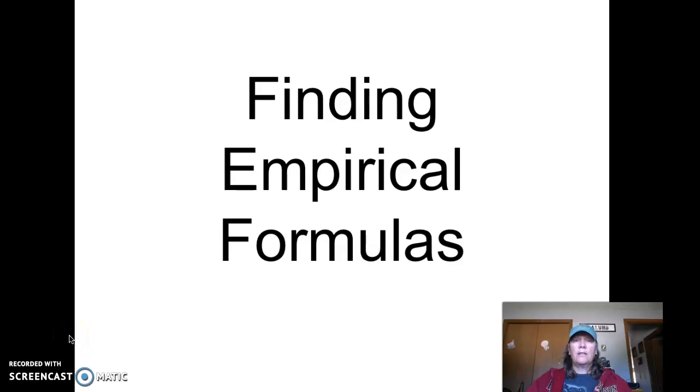The lecture today is going to be finding what they call empirical formulas, or you also see it written as simplest formulas. Basically, we did percent composition. You've got a compound that's so much percent carbon, so much percent calcium, so much percent oxygen. We calculated that by taking the mass of the calcium divided by the total mass in the compound. So that's what we did last time, percent composition. Now we're doing just the opposite. We're going to get the percent and we have to figure out the formula.